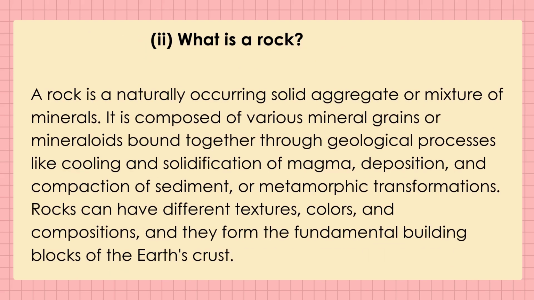What is a rock? A rock is a naturally occurring solid aggregate or mixture of minerals. It is composed of various mineral grains or mineraloids bound together through geological processes like cooling and solidification of magma, deposition and compaction of sediment, or metamorphic transformations. Rocks can have different textures, colors and compositions, and they form the fundamental building blocks of the Earth's crust.